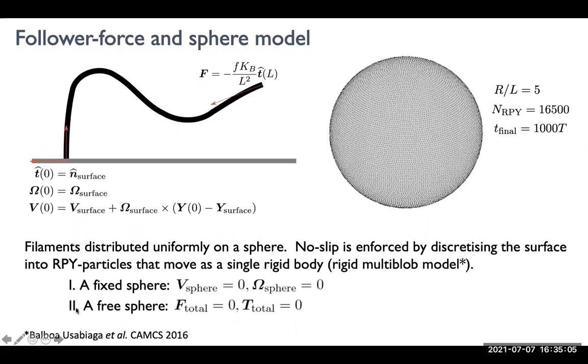And we consider two different conditions on the sphere. One is where it's held fixed, so we don't allow it to move at all. And another one where we say that the total force, so the force on all of the filaments and the sphere, is equal to 0, and the total torque on all of the filaments and the sphere is equal to 0. Okay, so we have these two different conditions that we can impose as well.